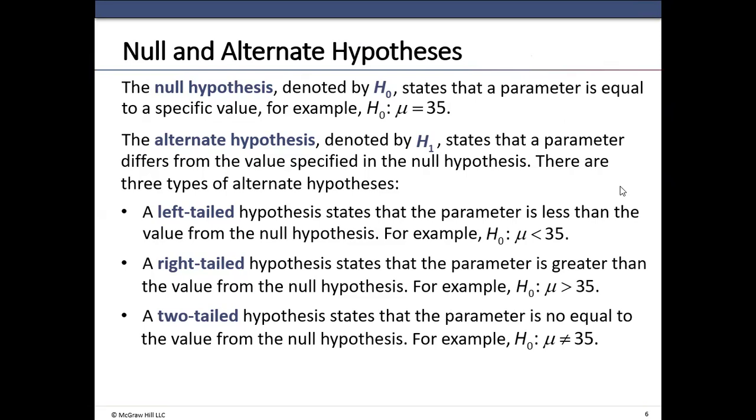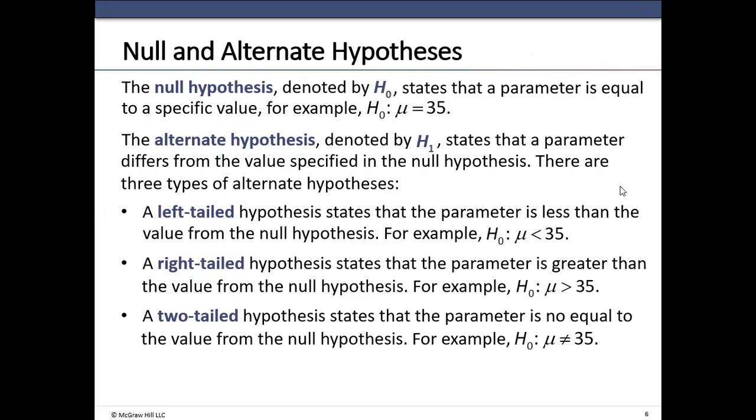One is the left-tailed hypothesis, which states that the parameter is less than the value from the null hypothesis. For example, H sub 1, the alternate hypothesis, colon, mu less than 35. How do I know it is the alternate hypothesis H sub 1? The alternate hypothesis does not contain the equal to sign. Only the null hypothesis H sub 0 contains the equal to sign. Therefore, this is an alternate hypothesis.